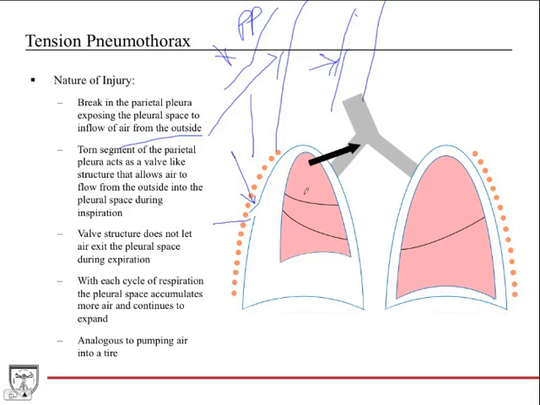What happens is that this area continues to expand and expand and expand and continues to press on the lung and compress the lung. It's analogous to if you were to pump air into a tire. Each time you pump the pump that's hooked up to a tire, you're pumping air in and not letting any air out. Same concept here. This valve that's created by a tear in the pleura allows air in with each breath. Each time the person breathes, they're accumulating more and more air. And so this is a very dangerous injury to have.